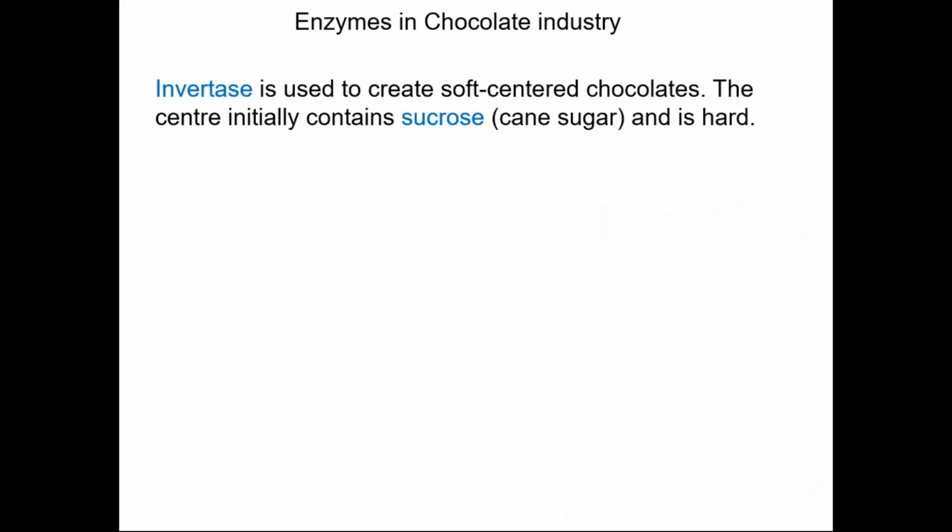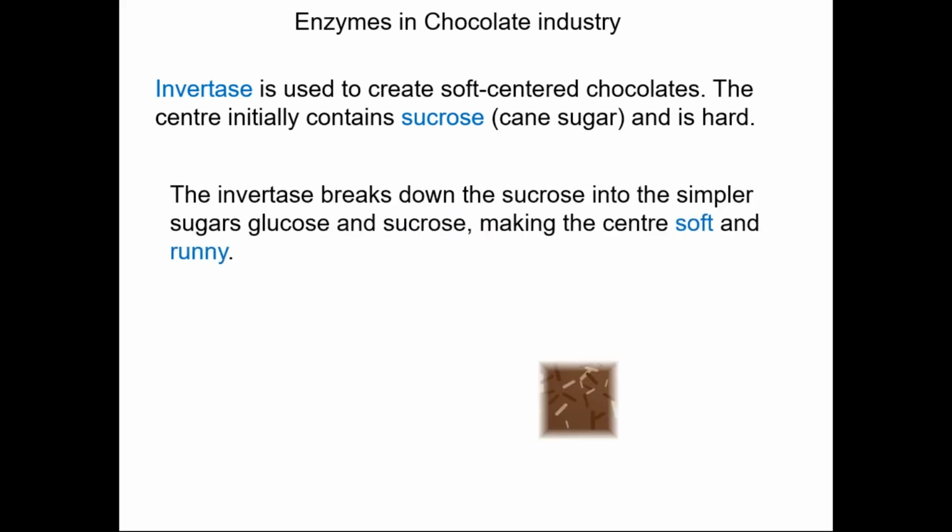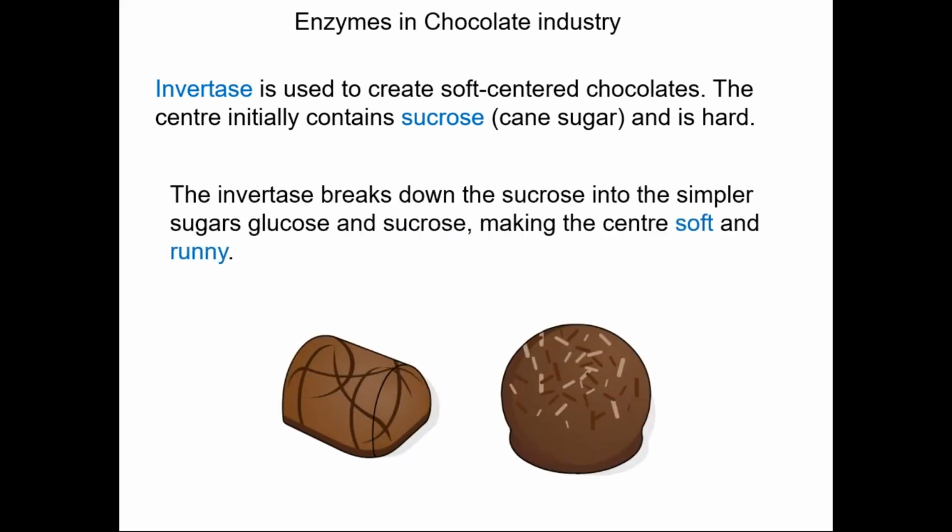So invertase is used to create soft-centered chocolates. The center initially contains sucrose, that is cane sugar, which is very hard. And if you add invertase to the sucrose, it converts it into glucose and fructose, making the center soft and runny.